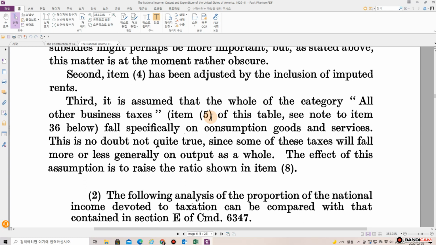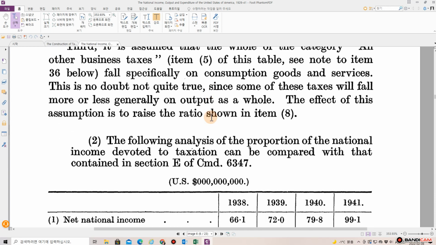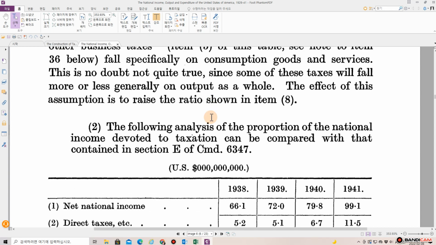Third, it is assumed that the whole of the category, all other business taxes, item 5 of this table, see note to item 36 below, fall specifically on consumption goods and services. This is no doubt not quite true, since some of these taxes will fall more or less generally on output as a whole. The effect of this assumption is to raise the ratio shown in item 8.